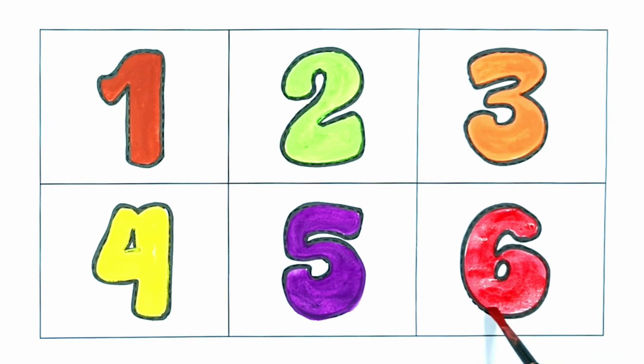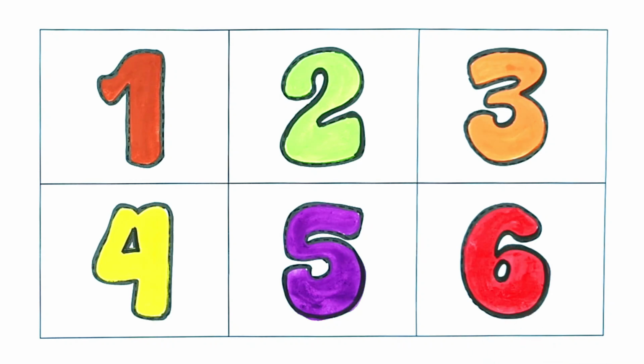A tisket, a tasket, a green and yellow basket. I wrote a letter to my love. On the way I dropped it. 1, 2, 3, 4, 5, 6, a little boy picked it up.